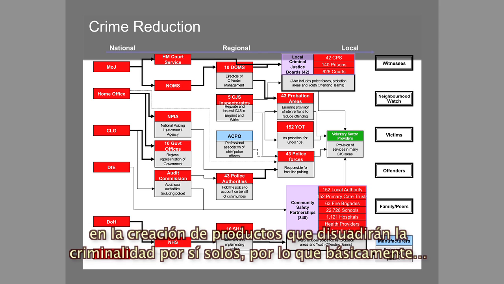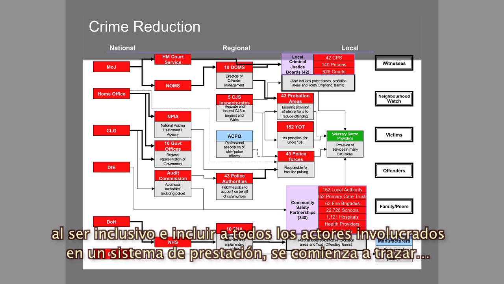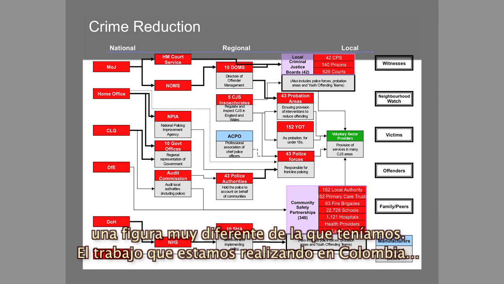And so basically by being inclusive and drawing out all of the various players within a delivery system, you begin to build up a very different sort of picture about what it looks like.